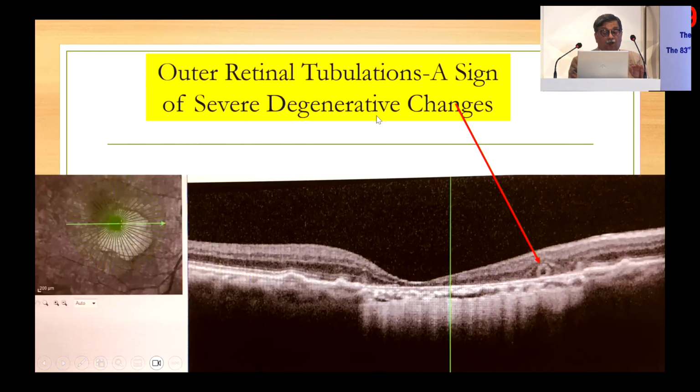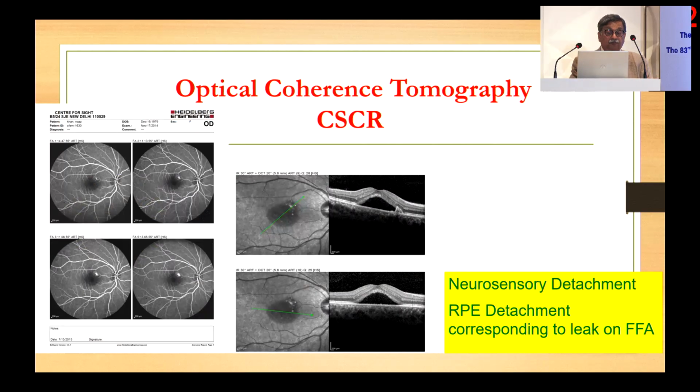This is a form of degenerative change of AMD, where you have thinning of the fovea, and you see this cartwheel-like appearance. This is actually not fluid. This is what we call outer retinal tubulation, and this is a sign of severe degenerative change.